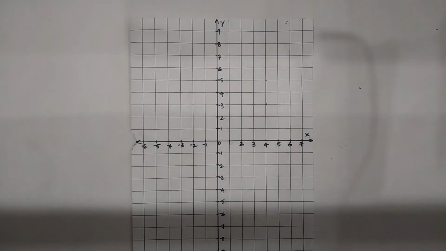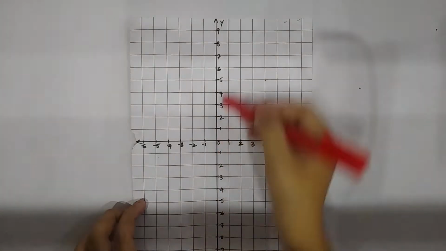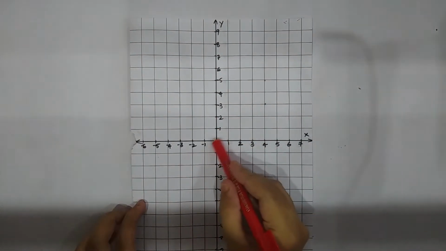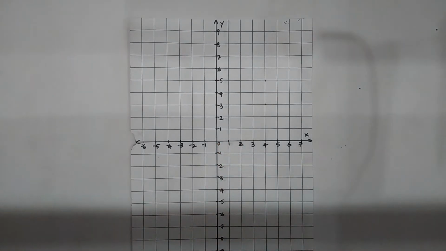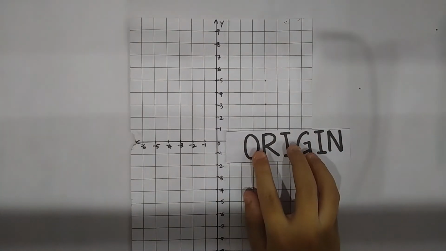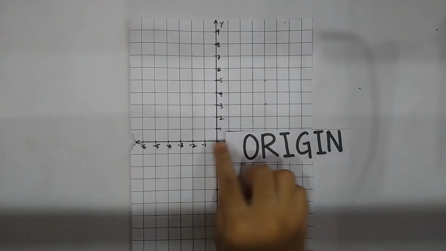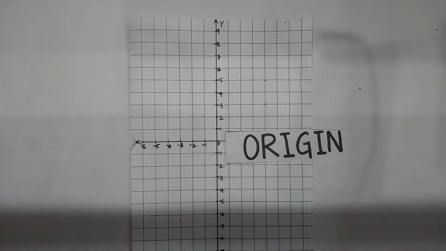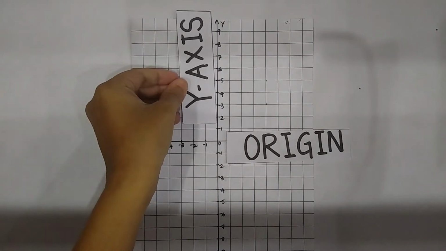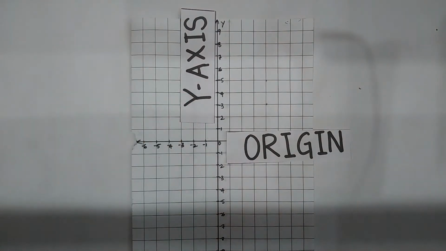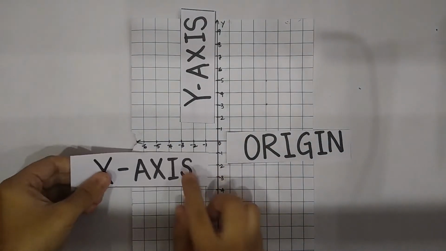Now if you have observed, the x-axis and the y-axis meet at a single point, which is 0. That is called your origin. So we have the intersection of x and y at 0, which is your origin. Then we have your vertical axis, which is called the y-axis, and your horizontal axis, which is called the x-axis.